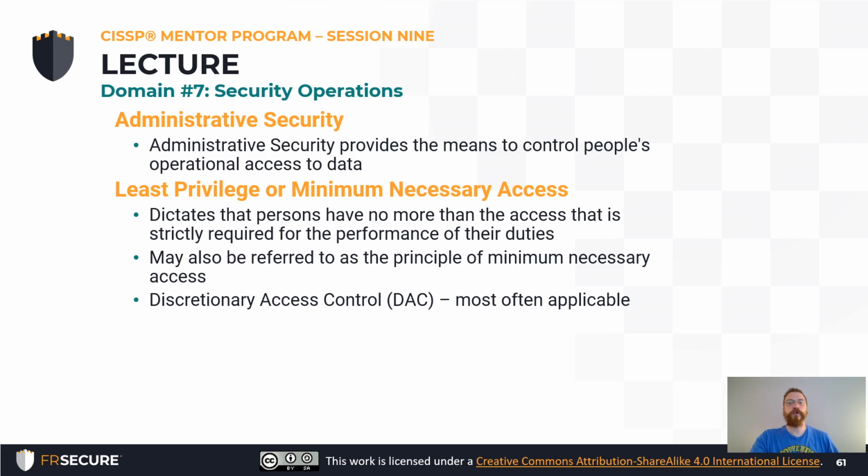So how are we going to control operational access to data? From this, when you're looking at it, you've got the first one there, least privilege or minimum necessary access. Only the access that is required for the performance of their duties, period. If I don't need access to that data, that software, that whatever to perform my duties, I don't have access to it. You might see it as minimum necessary access. I don't remember seeing that on the exam. It was more least privilege, but discretionary access control is where it's most applicable.